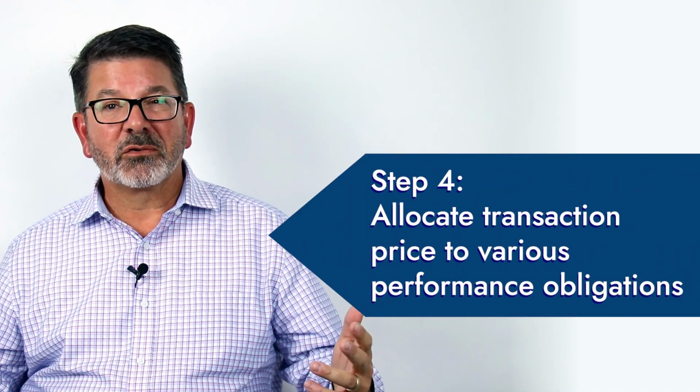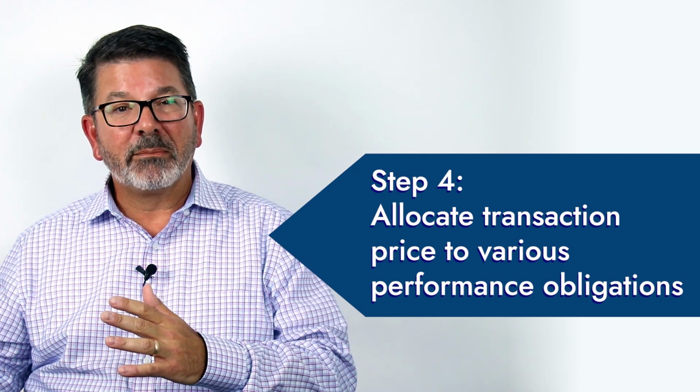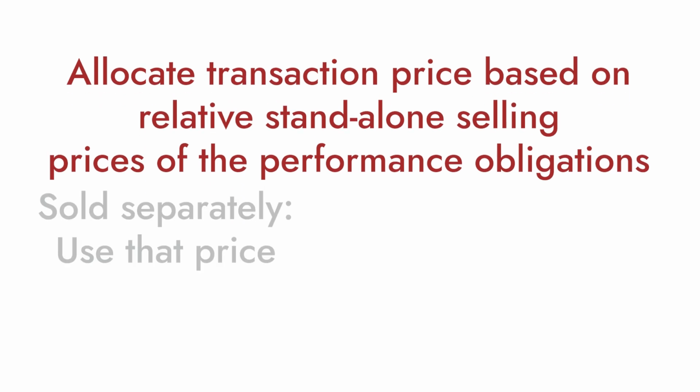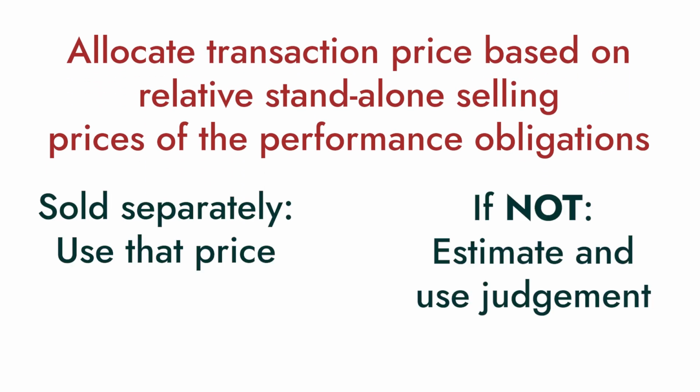Step 4 is a math exercise. We're going to allocate the transaction price in step 3 to the various performance obligations in step 2. We're going to allocate this transaction price based on a relative standalone selling price of that good or service. If it's sold separately, use that price. If not, you're going to have to estimate it, and that requires judgment.